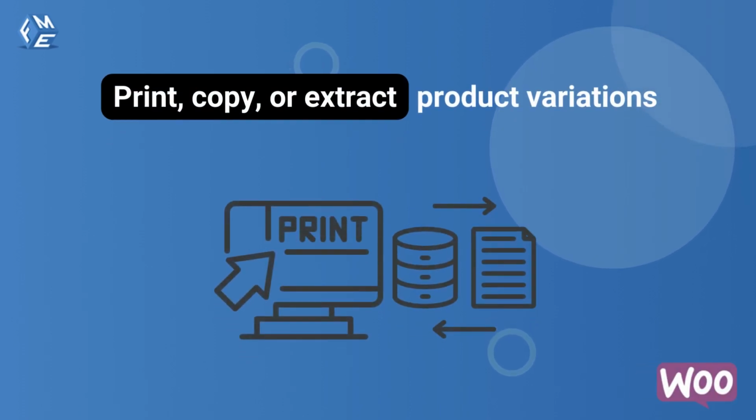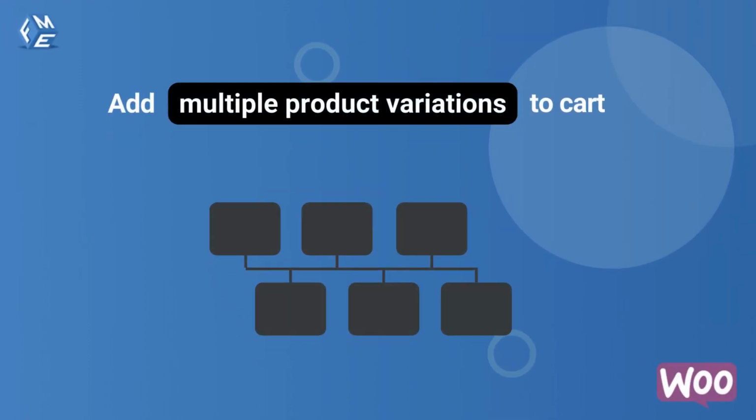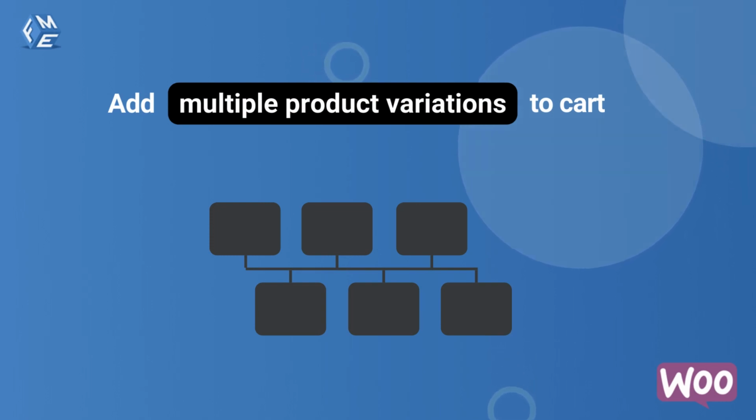Product Variation Table plugin allows customers to print, copy, or export the list of product variations to review offline. Add multiple product variations to the cart and simplify the shopping experience.